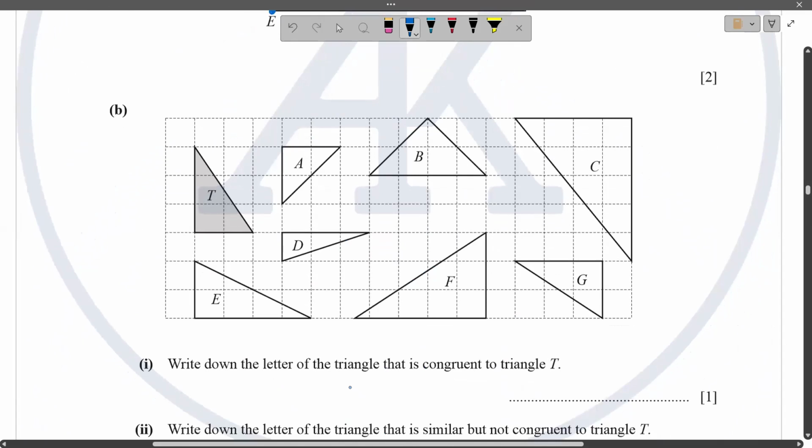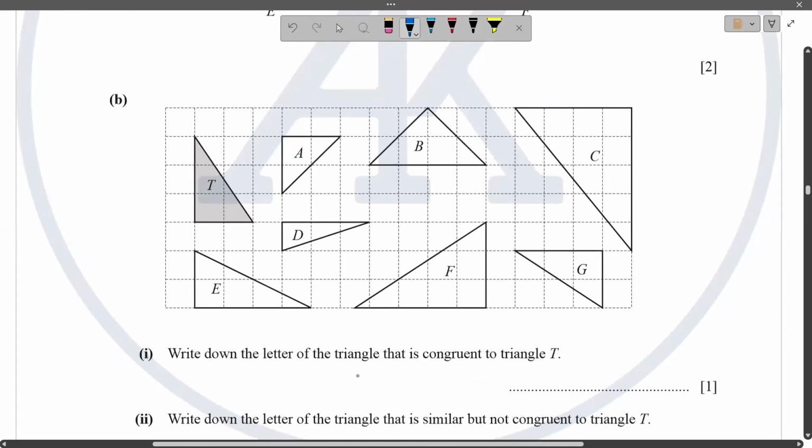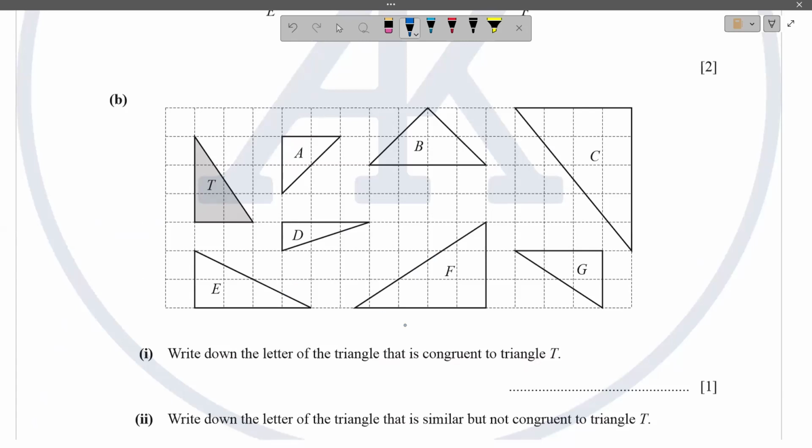Write down the letter of the triangle that is congruent to triangle T. A triangle that is congruent means it's exactly the same. So it has 2 base and 3 height. So like this, 2 base and 3 height. But when we rotate it, we can see at 4 height, sorry, this is 4. Okay, it's not the same. We have here, this is 2 and 3, so we have G, and that's it.